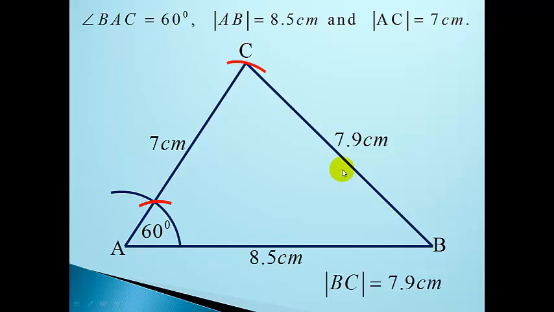Now from the question, we were asked to measure the distance BC. After measuring the distance BC, the distance gave us 7.9 centimeters. So that is how we construct a triangle when you are given two sides and an angle.